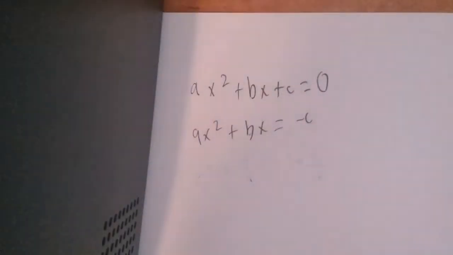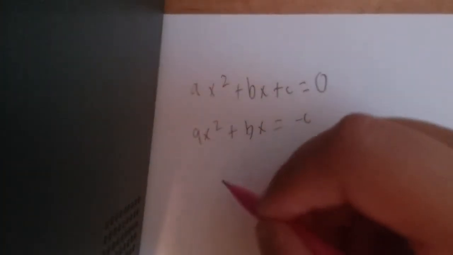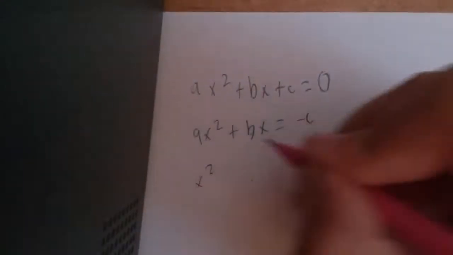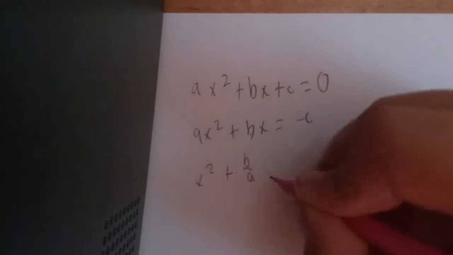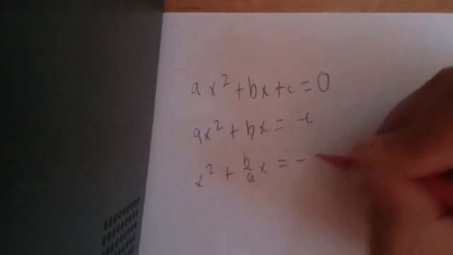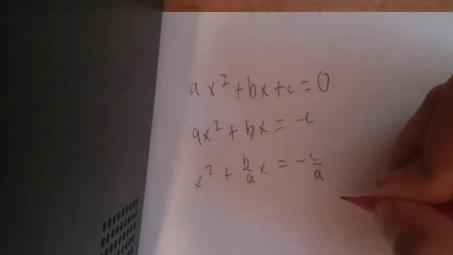And then you can use the division property of equality to divide a on both sides of the equation. So ax squared divided by a just leaves you with x squared, and then you just write the rest of this over a. So b over a x equals negative c over a.